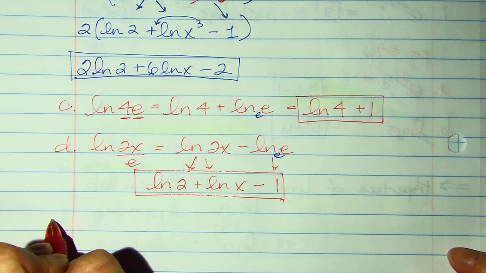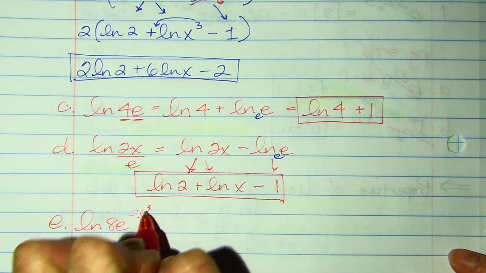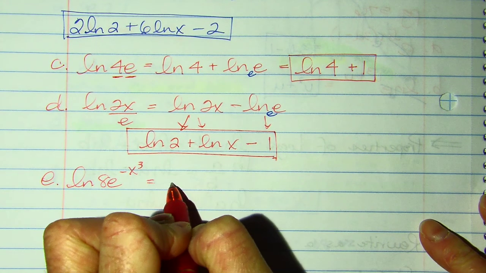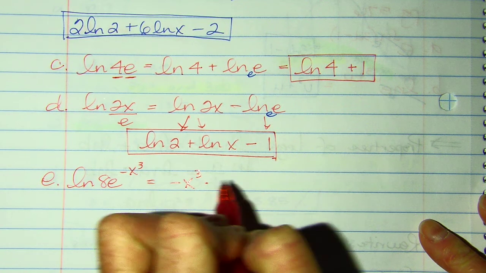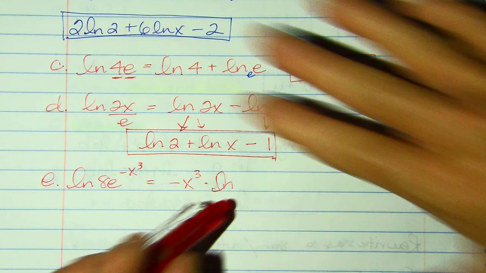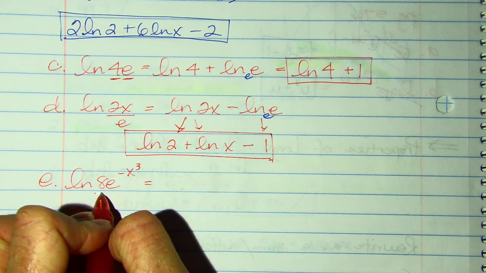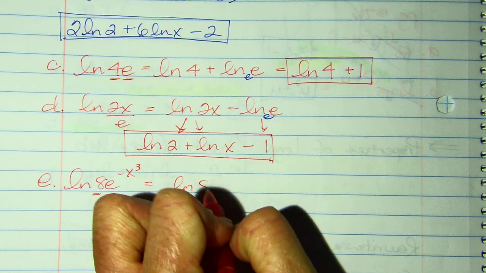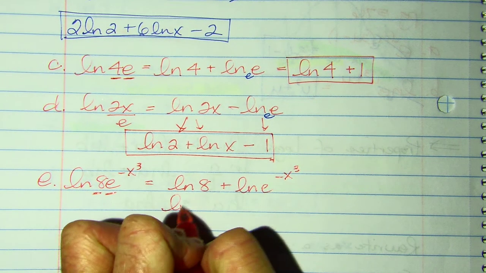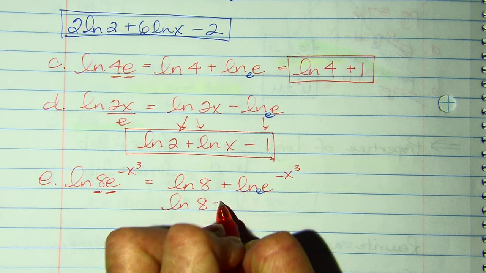Part E, the natural log of 8e to the negative x cubed. So let's start with our exponent part. So I'm going to bring that exponent out front times the natural log of, oh, whoops, sorry. Got ahead of myself. I first have to use the product property. So I'm going to separate these. The natural log of 8 plus the natural log of e to the negative x cubed. Natural log of 8 stays, but this has an invisible base of e, so that's just minus x cubed.